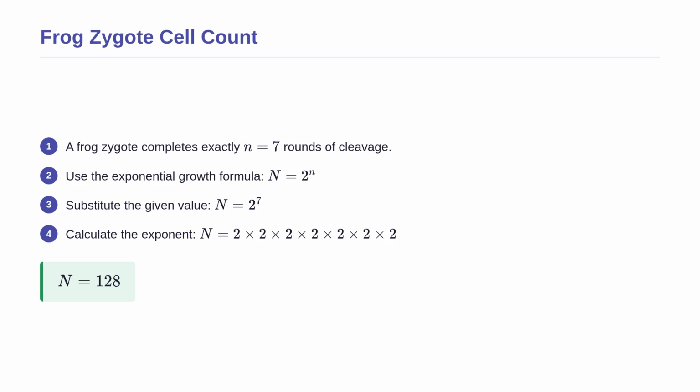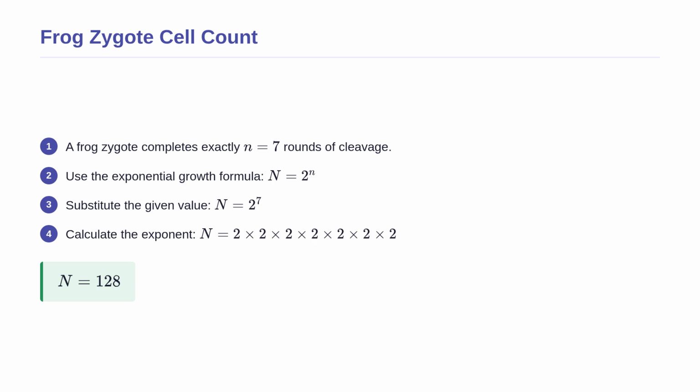Now that we have our formula, let us apply it to a real biological scenario. We are observing a frog zygote in a pond, and we are told it has completed exactly 7 rounds of cleavage. We need to find the total number of cells.